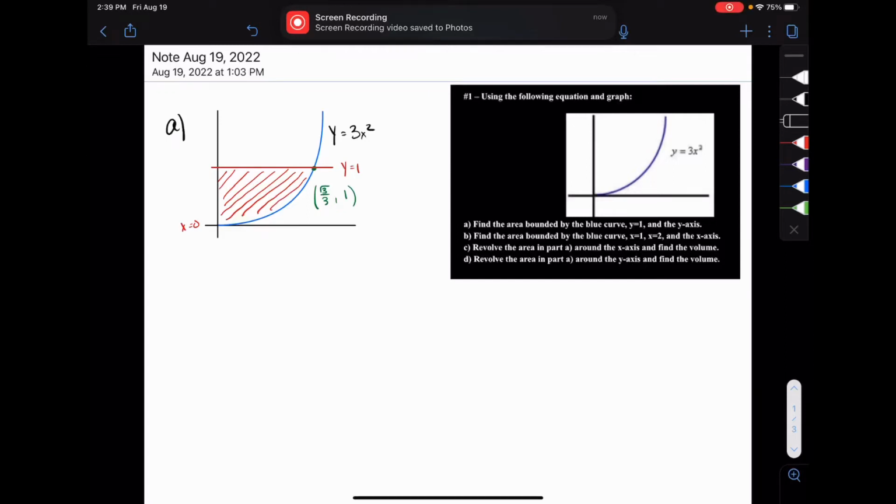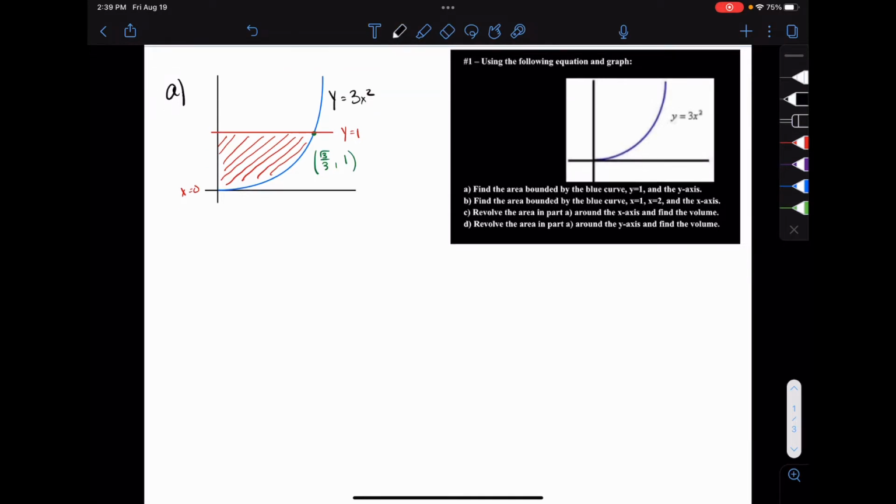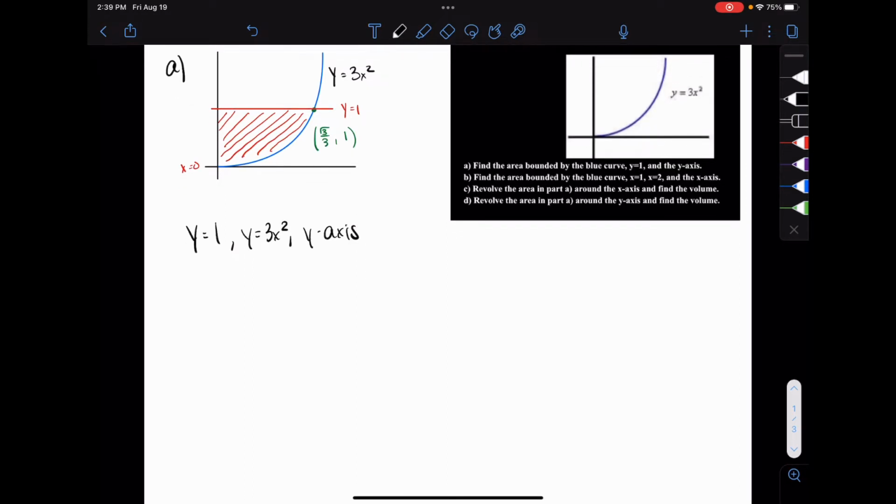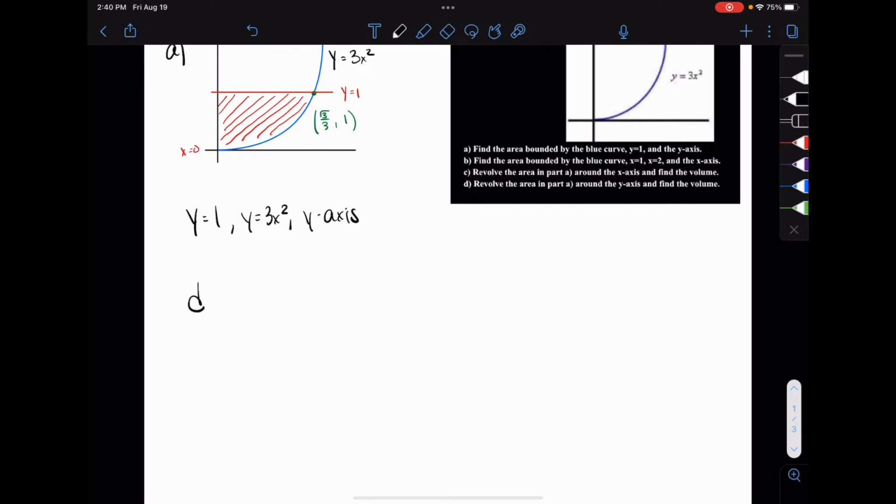Okay, so for this problem, we're finding the area and volume set between various curves and lines. Pretty simple, but one of the first things you want to do is define your parameters. So for part A, we're working between y equals 1, y equals 3x squared, and the y-axis. From there, you're looking for area, so you should set up your differential.